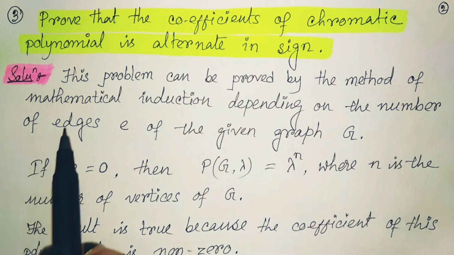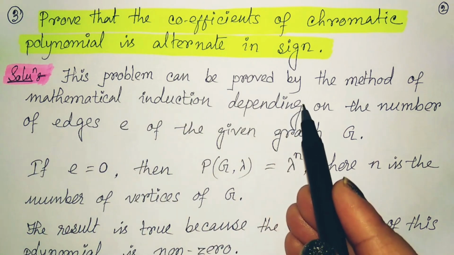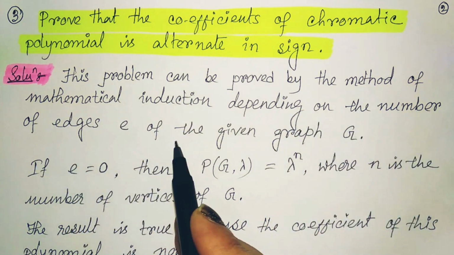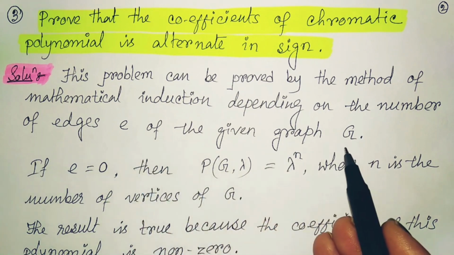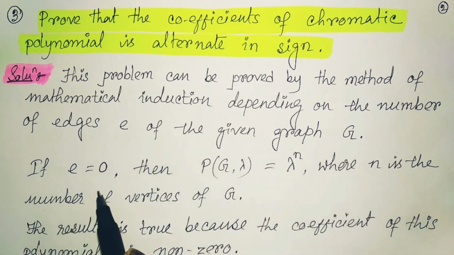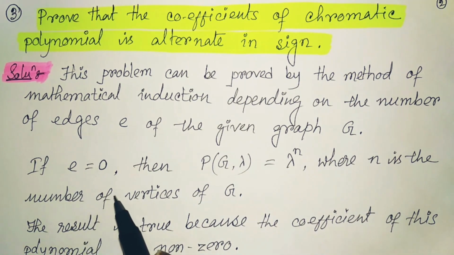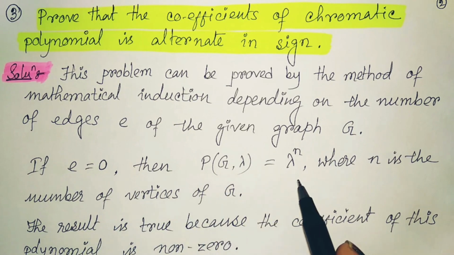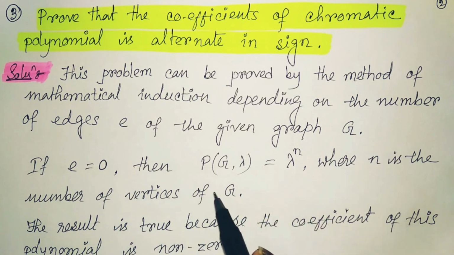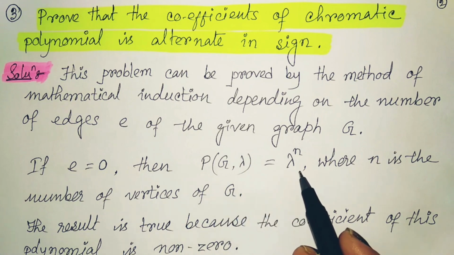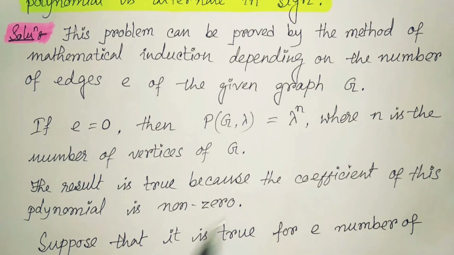For this proof, the problem can be proved by the method of mathematical induction, depending on the number of edges E of the given graph G. If E is 0, that means no edges are there, so it is a null graph. If there are no edges in a graph with n vertices, then it is a null graph with n vertices and its chromatic polynomial is lambda to the power n, which we know. So the result is true here because the coefficient of this polynomial is non-zero.